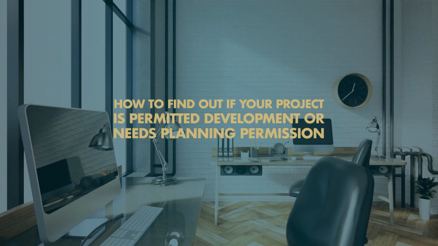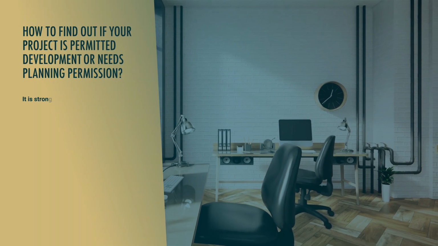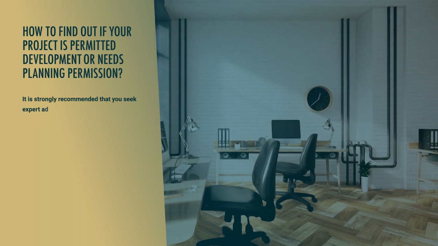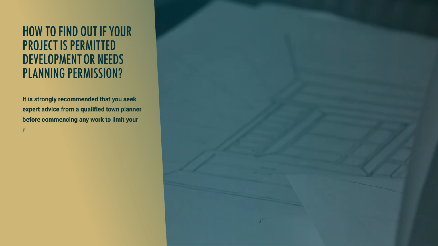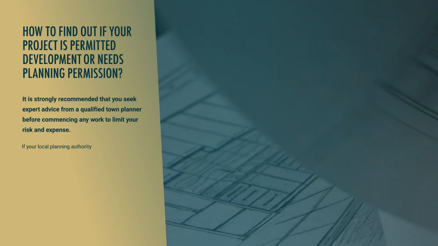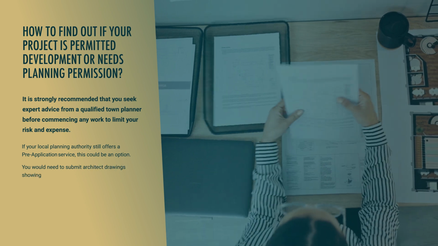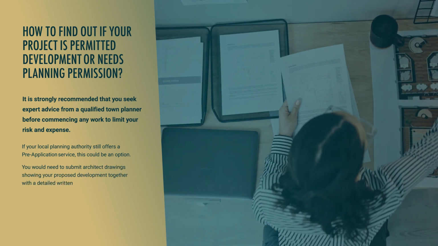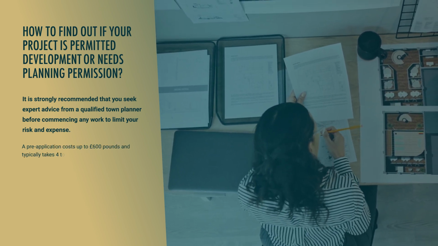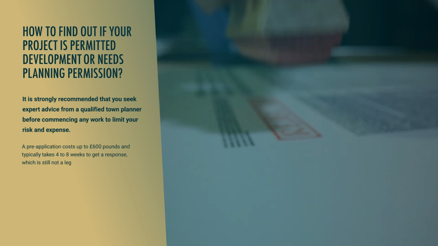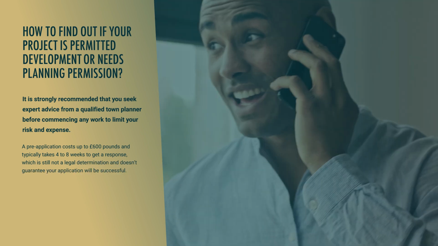How to find out if your project is permitted development or needs planning permission? It is strongly recommended that you seek expert advice from a qualified town planner before commencing any work to limit your risk and expense. If your local planning authority still offers a pre-application service, this could be an option. You would need to submit architect drawings showing your proposed development together with a detailed written proposal. A pre-application costs up to £600 and typically takes 4 to 8 weeks to get a response, which is still not a legal determination and doesn't guarantee your application will be successful.